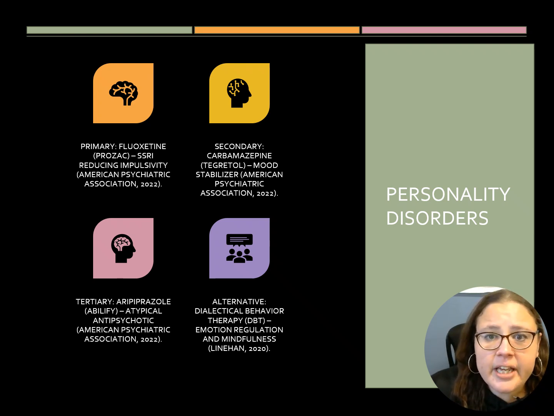The tertiary medication is aripiprazole or Abilify. It's an atypical antipsychotic that fine-tunes dopamine and serotonin. It helps with impulsive behavior and can lift chronic emptiness, but it can also cause restlessness or metabolic weight changes. The best supported therapy for those with personality disorders is dialectical behavior therapy, or DBT.